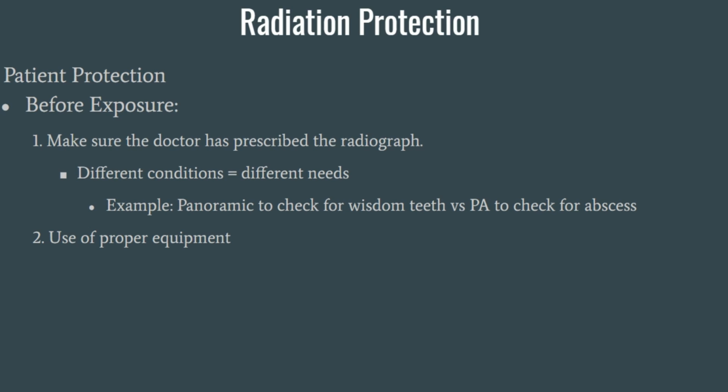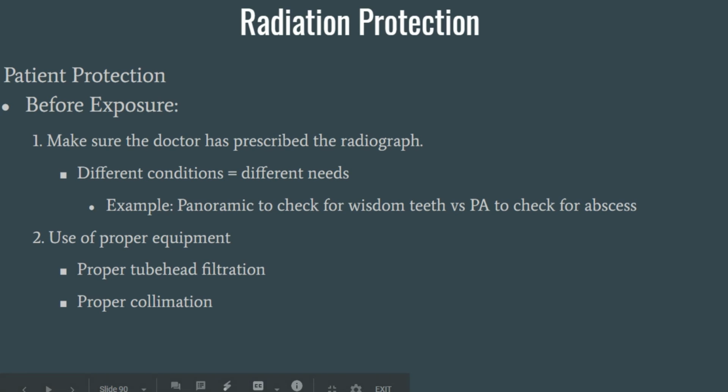The second thing is use of proper equipment. You may not be responsible for making sure that the equipment is proper, but you may be the one responsible for making sure that the technicians are scheduled to come and check the equipment. So, with that, the use of proper equipment includes proper tube head filtration and will also include proper collimation. And it will also have your position indicating device or your PID. Which one are you using?